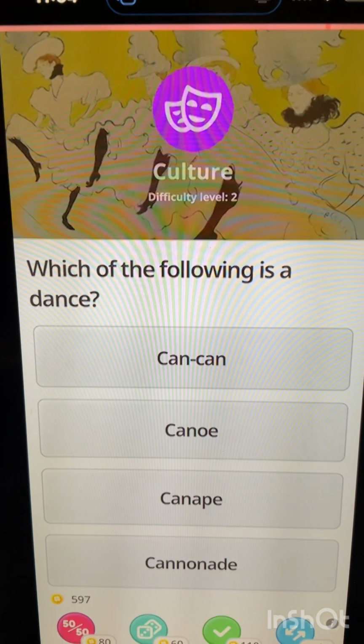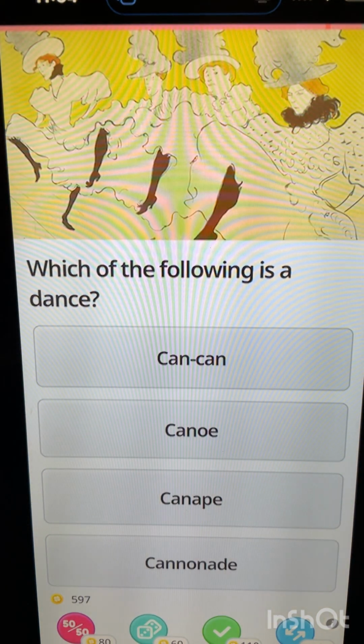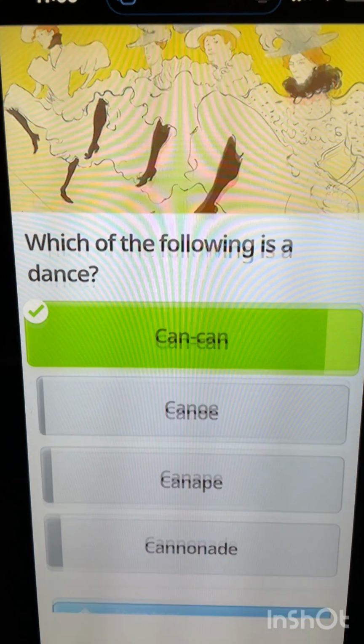In culture, which of the following is a dance? A. Can-can. B. Canoe. C. Canep. And D. Canodette. So the answer is can-can.